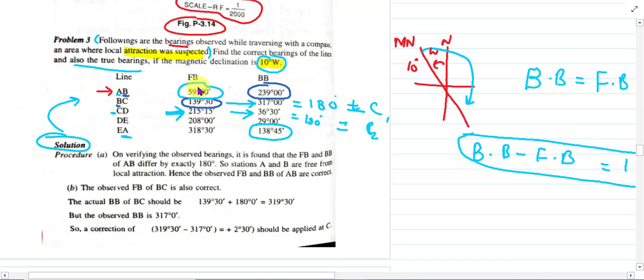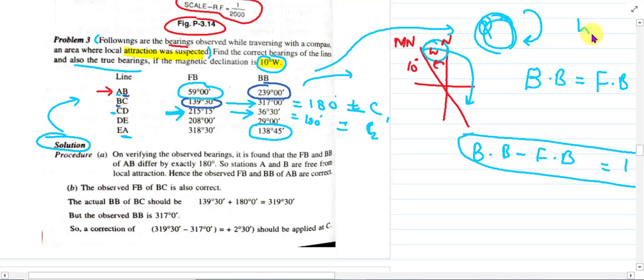After all, when you find all the correct forward bearing and back bearing, you have to make another table. On that table, what you will do: these are your magnetic bearings, as I told you earlier. Now you have to just minus this 10 degree from all the readings, because these readings are in whole circle bearing, taken in the clockwise direction.